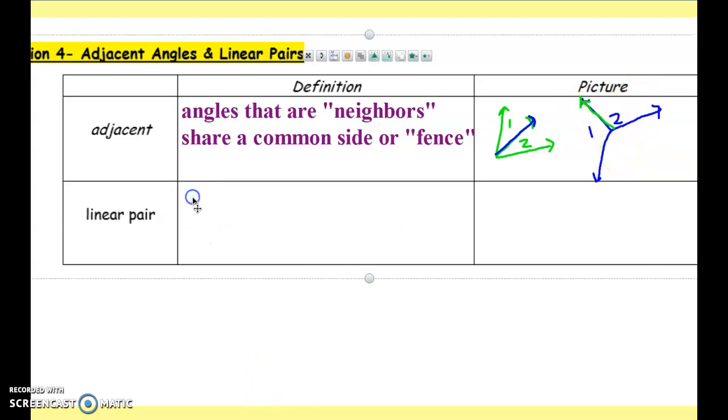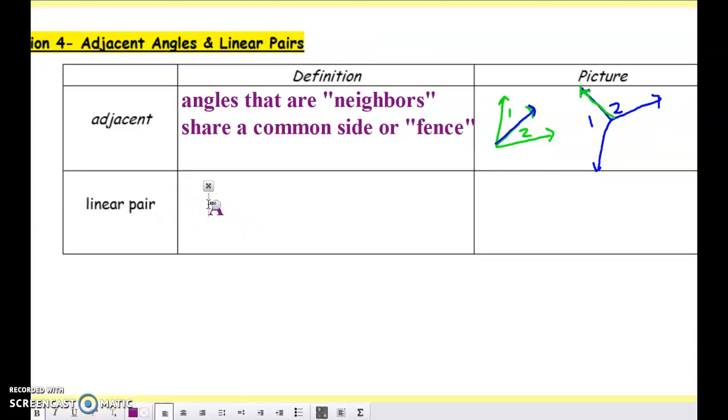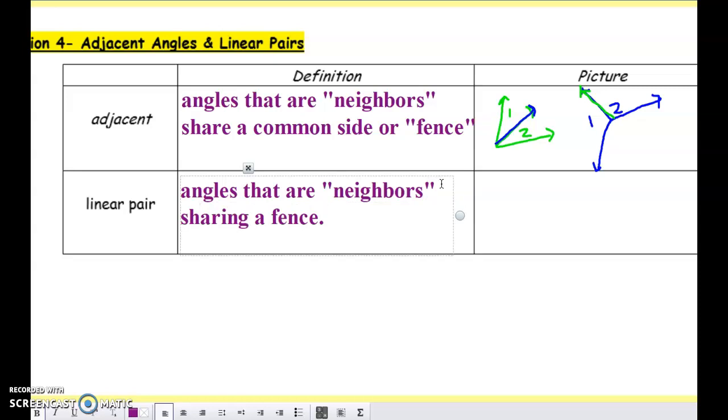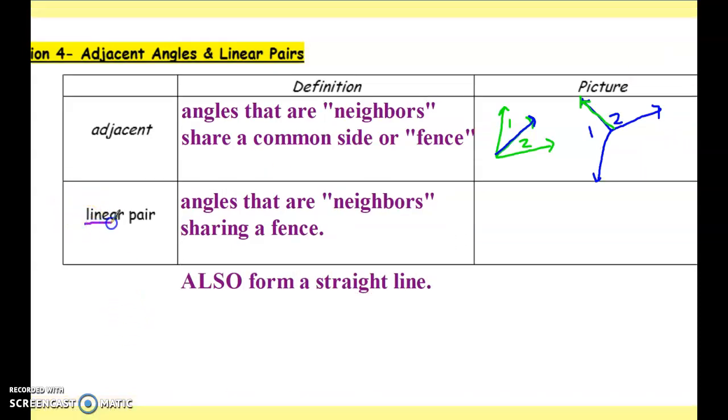All right, so a linear pair. Linear pairs are also angles that are neighbors. So they have to be adjacent angles, but they have one more factor. They are neighbors sharing a fence, kind of how we talked about it in class, but they also form a straight line. So that's where we get the term linear. It has that little word line in there.